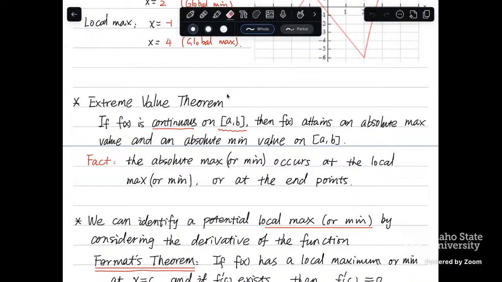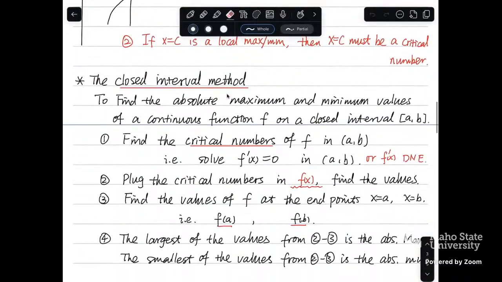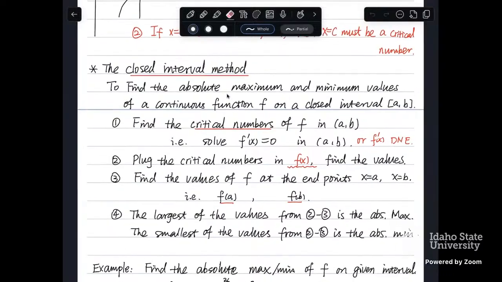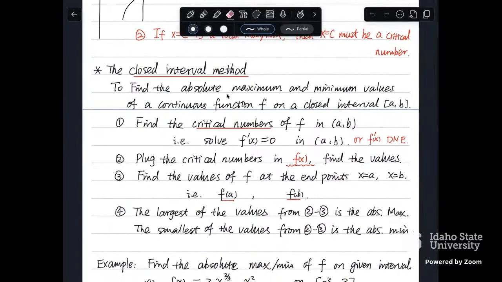Based on this theorem, in order to find the maximum value, minimum value, we have an algorithm to do that. We use this closed interval method. The idea is first, you find all those candidates for the maximum value, minimum value, meaning you need to find the critical numbers of the function inside the given interval. So basically you need to solve either the derivative equals 0 or the derivative doesn't exist. Don't forget this part, okay?